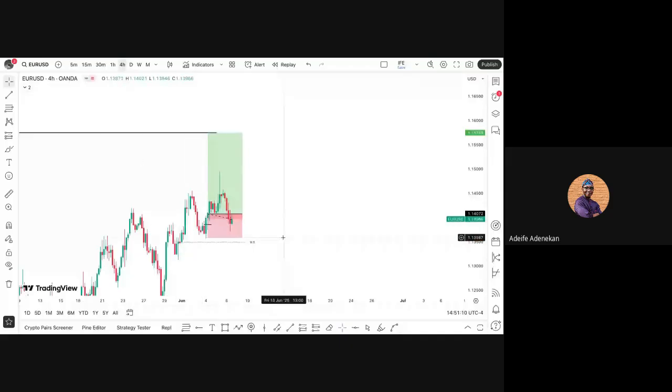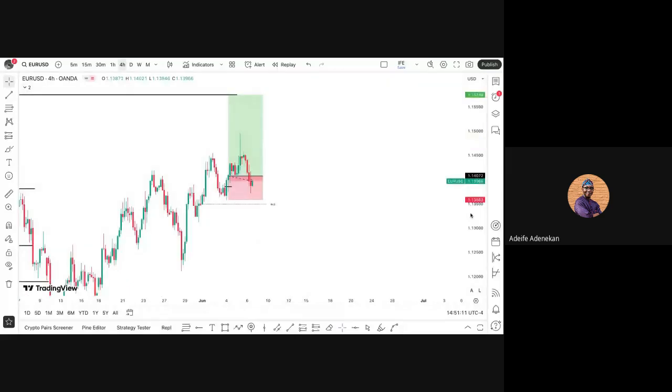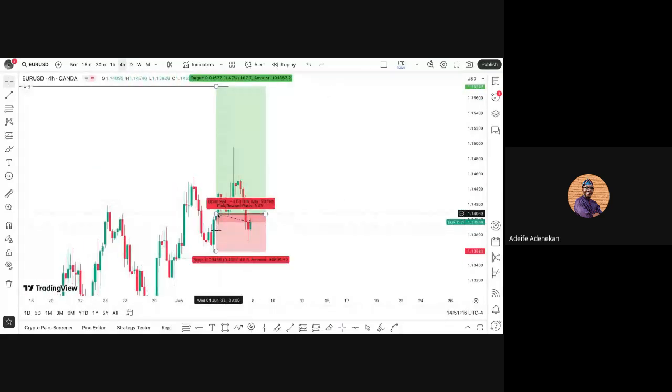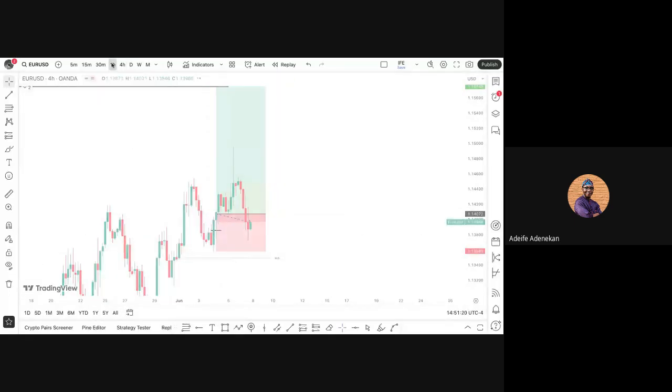Okay, very good. Let me share my chart with you. Now, look at this trade. I took this trade last week. Here was my entry. Here is my stop loss. I think I took the trade on the 1 hour time frame.